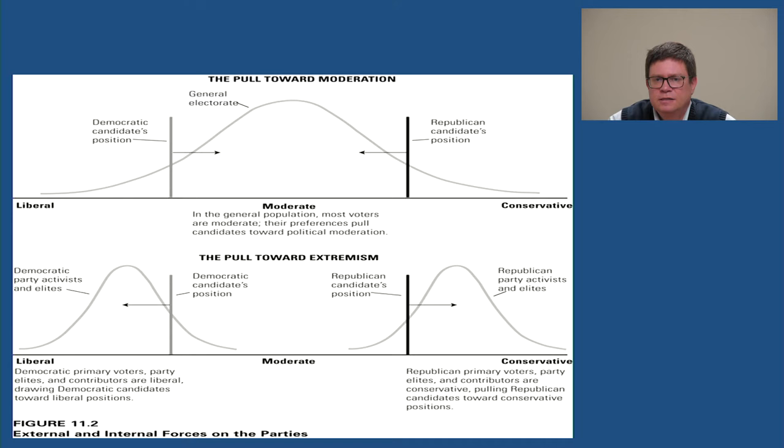And this happens not just for presidential candidates, but also for members of Congress. If you take a look at the bottom part here, people that vote in Republican primaries tend to be more conservative than the average Republican, and much more conservative than the average American, right? So in a Republican primary election, Republican candidates have to act more conservative. They have to hold very conservative positions if they are going to be able to win. The same is true for the Democratic Party as well.